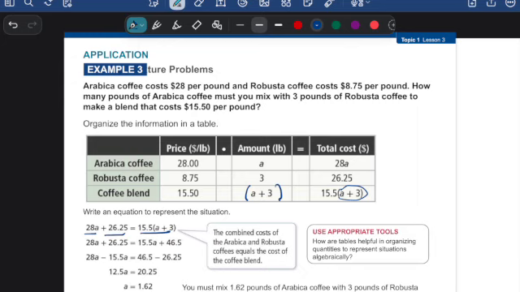Then we're going to subtract 26.25. So what we did was we're moving our constant to the right side, and then we're going to move the variable term to the other side. Subtracting 26.25 from both sides gets us 20.25. Subtracting 15.5a from both sides gets us 12.5a. And then dividing by the coefficient, we solved for A equals 1.62. So we can have 1.62 pounds of Arabica coffee to blend with the 3 pounds of Robusta to make our coffee blend.